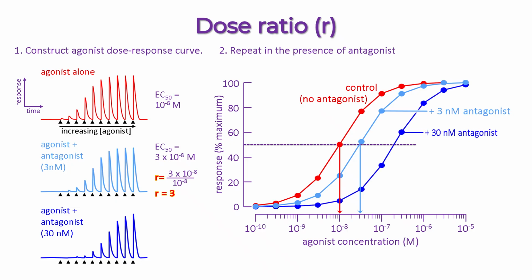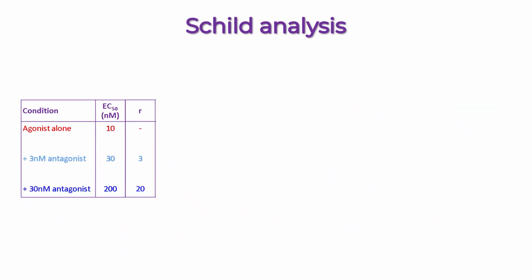EC₅₀s are measured and the dose ratio calculated for each antagonist concentration. A dose ratio of 1 means there is no change. The antagonist had no effect. But as the antagonist concentration increases, the dose ratio becomes larger, indicating that the antagonist is effectively competing with the agonist for receptor binding. It's important to collect several EC₅₀s and dose ratios for different antagonist concentrations.